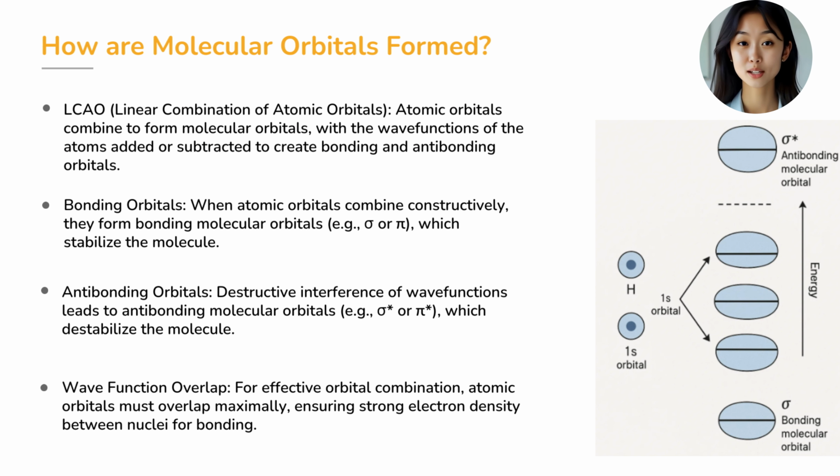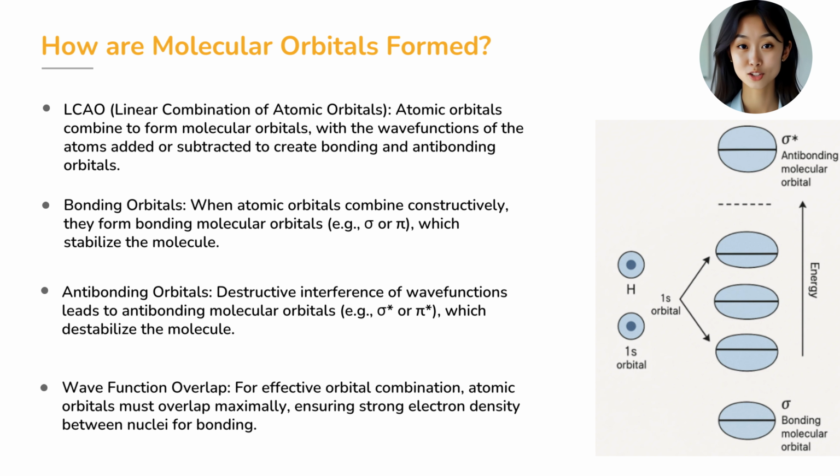Think about the way you could combine two waves in the ocean. When two waves crash together and their peaks align, they form a bigger wave. This is constructive interference, and in chemistry, it leads to what we call a bonding molecular orbital. On the other hand, if two waves collide but their peaks and troughs cancel each other out, that's destructive interference, which creates what we call an antibonding molecular orbital.